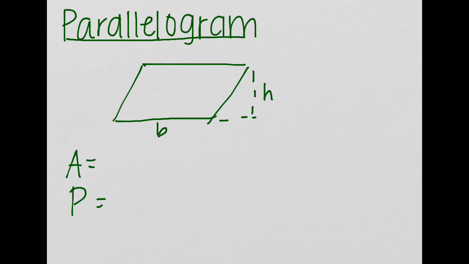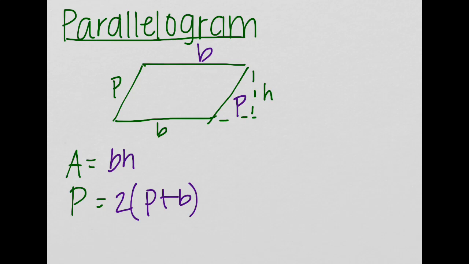Okay, for a parallelogram, the area is base times height again, and I'm going to say that this side length is called p, let's say. So the perimeter will be, let's see, it will be p here as well, and then base. So we have 2 times p plus b. So this is very similar to the rectangle.